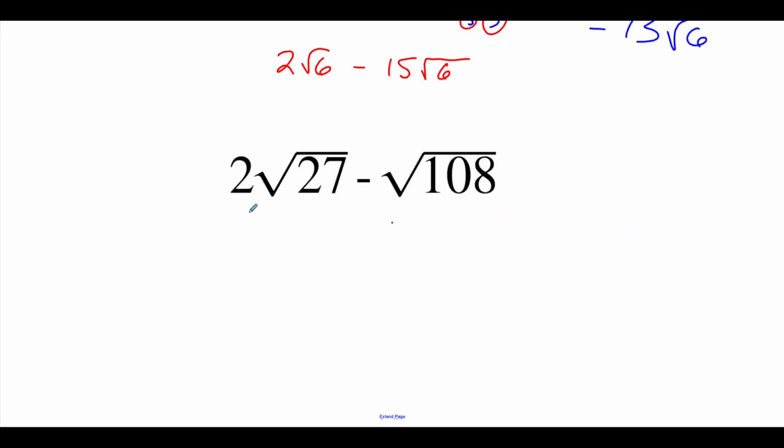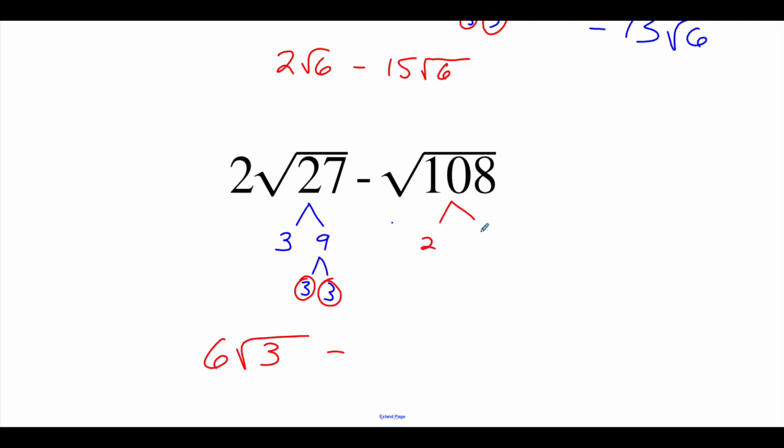Now for our next one, we've got 2 root 27 minus the square root of 108. That 27 can be broken down into 3 times 9, and 9 breaks down into 3 times 3. So we've got a pair of 3's that we can take out. There's already a 2 in front, so if I take that 2 times the 3 that we're taking out, we get 6. Square root of this other 3 doesn't have a pair, so it stays underneath the radical. Minus, now we need to break down this square root of 108 as well.